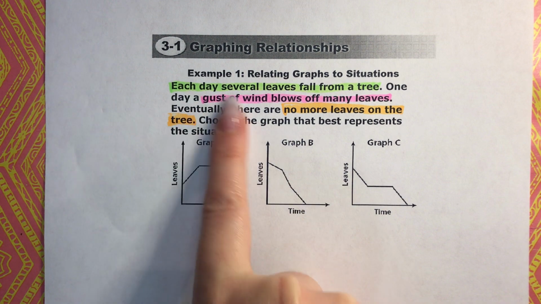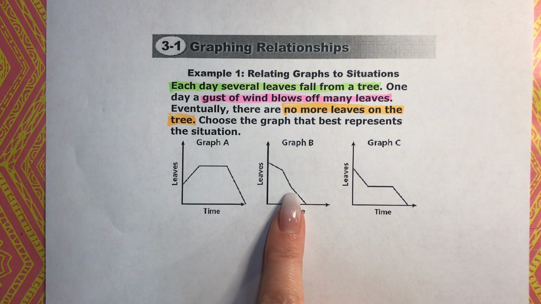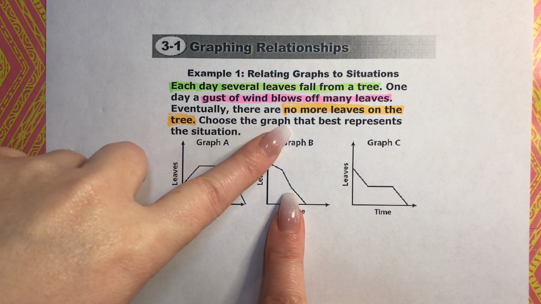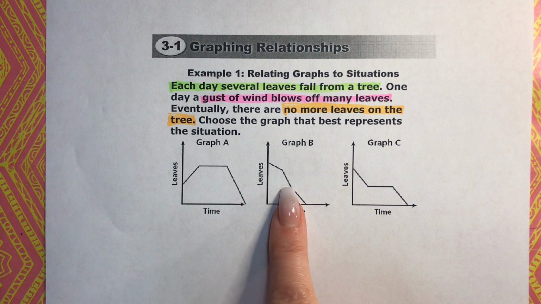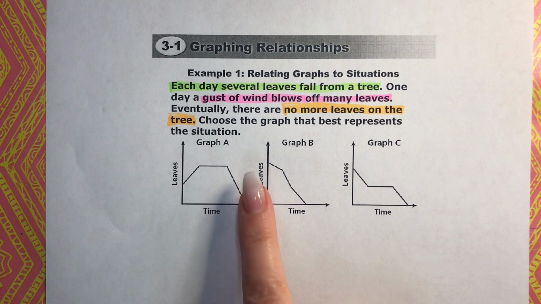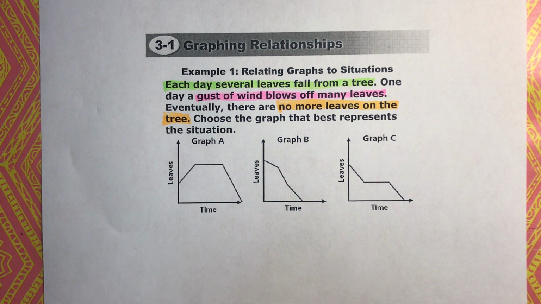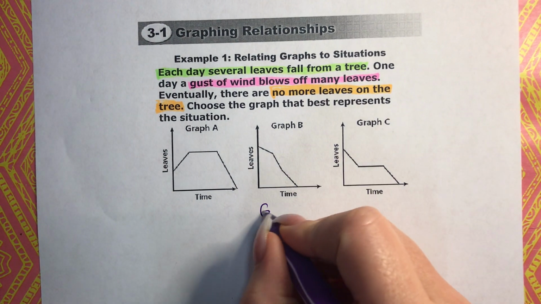So we have our maximum amount every day, a few more leaves fall, and then there's a gust of wind, and then eventually there are no more leaves on the tree. That just means eventually over time the leaves keep falling off until the leaf amount is 0. So for this, choose the graph that best represents the situation. It would be graph B.